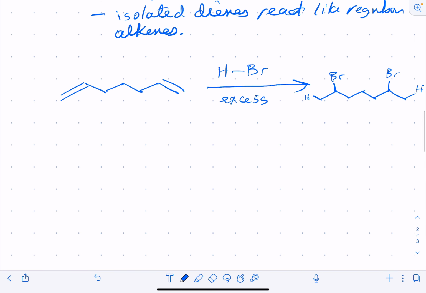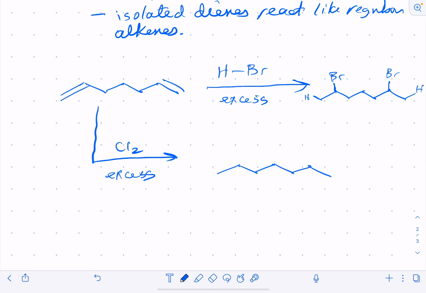And so I can do the same thing with all the other reactions that we've talked about. So if I use chlorine with this thing and I throw in enough chlorine relative to the amount of alkene I have, I can convince both of those alkenes to undergo a chlorination reaction. All right, so the take-home message here is that dienes that are isolated from one another react just the same as regular alkenes. I just have to add in more reactant to consume both of the double bonds.